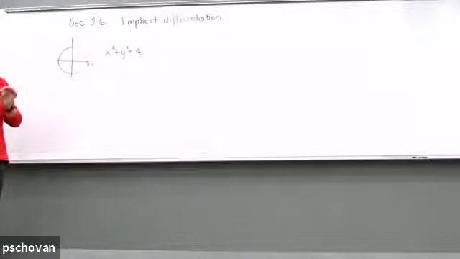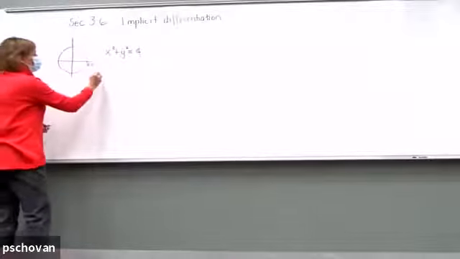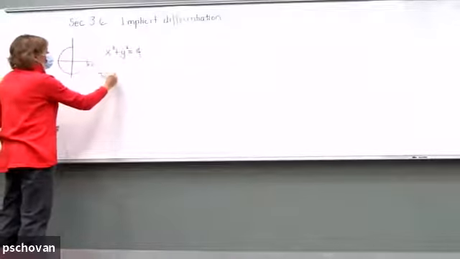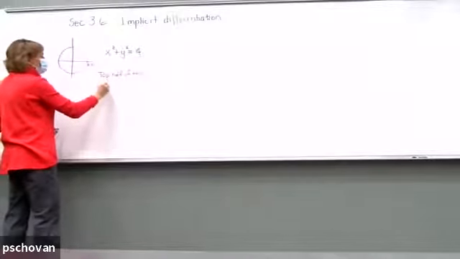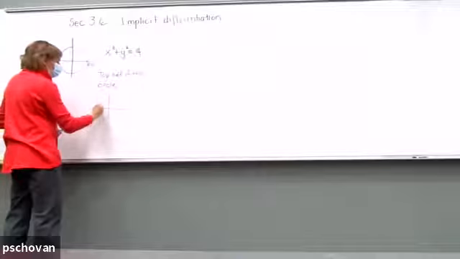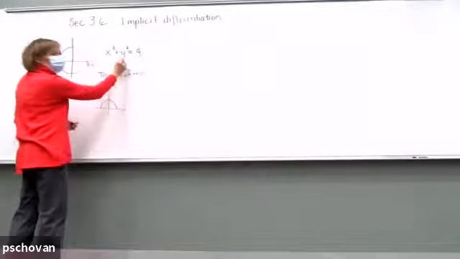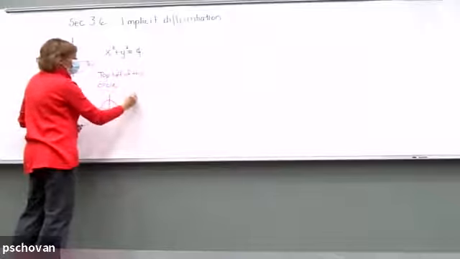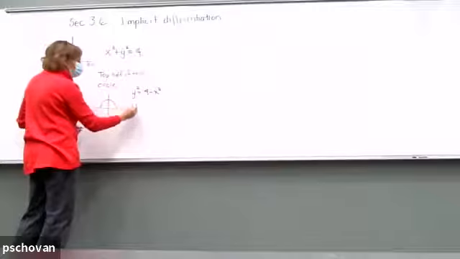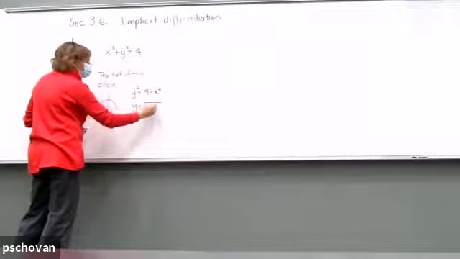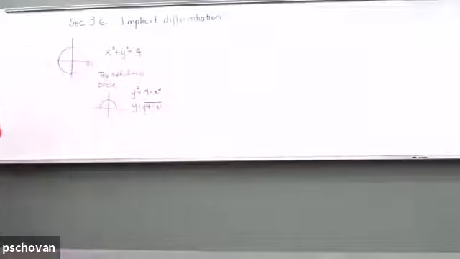I can write a function that gives me the top half of the circle, or a function that gives me the bottom half of the circle. The top half of this circle can be written as a function by solving this equation for y in terms of x. I would get y squared is 4 minus x squared, and then take the positive square root, and that's the equation of the top half of the circle. The bottom half of the circle, you can write the equation by taking the negative square root.